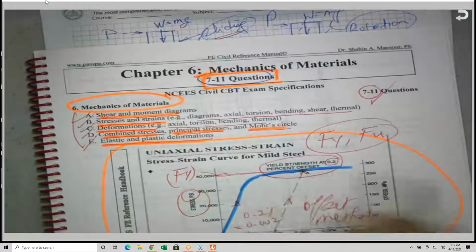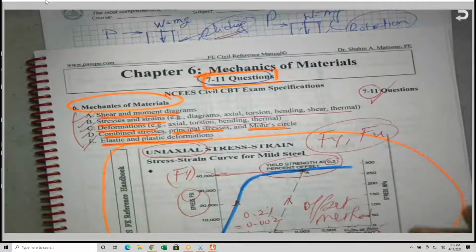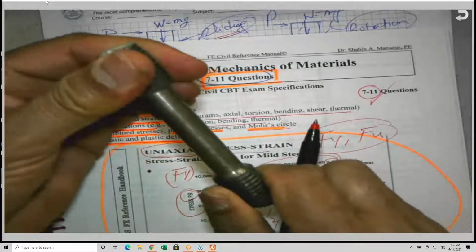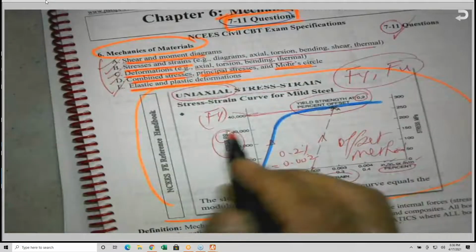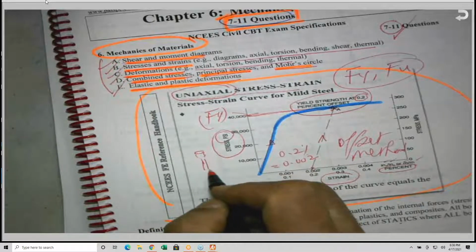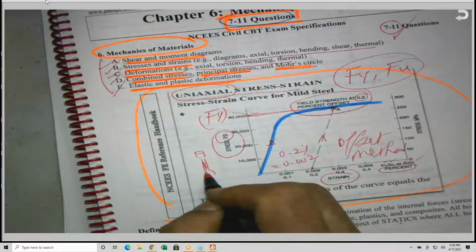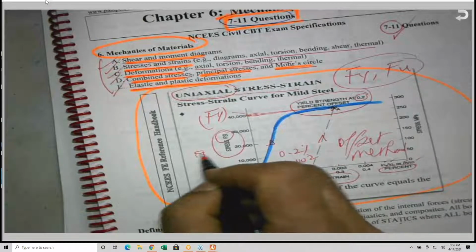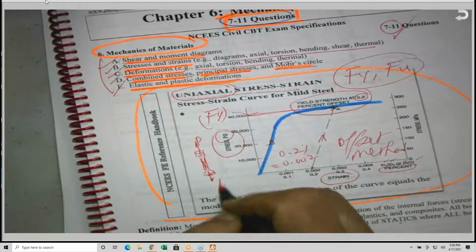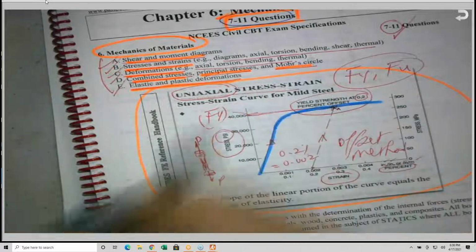So I need you to be aware of that. Uniaxial stress strain, by the way, what's uniaxial? In the lab, most of you remember this specimen here, where we screw the specimen to the testing machine and apply the axial load. Since the load is applied only in one direction, we call it uniaxial. If this is a specimen and we screw it to the testing machine and apply the load P, we call it uniaxial because the load is applied in one direction only.